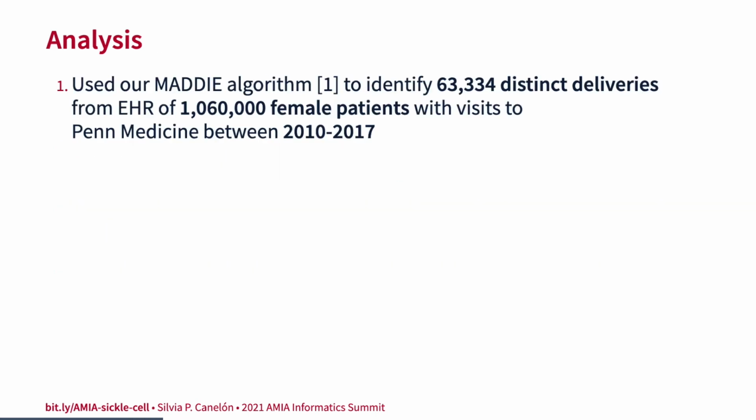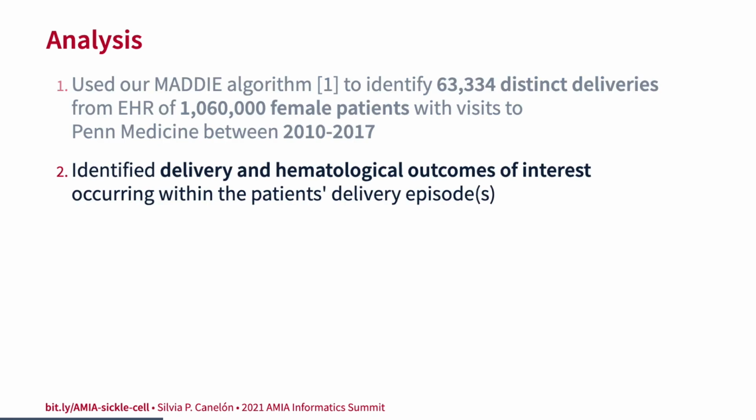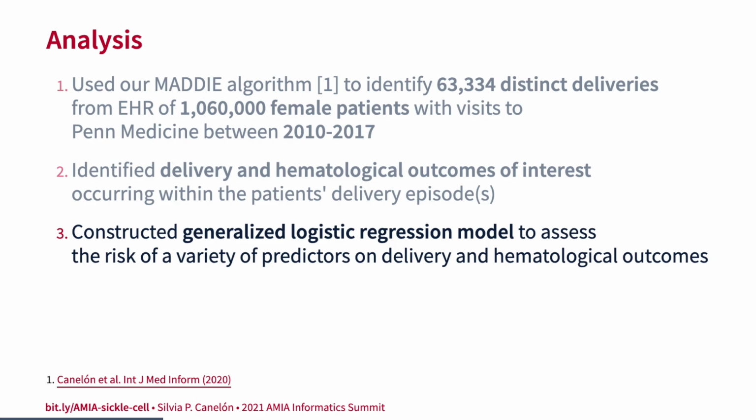For our analysis, we used our MADI algorithm. MADI stands for Method to Acquire Delivery Date Information from the EHR, to identify over 63,000 distinct deliveries from records of over 1 million female patients with visits to Penn Medicine between 2010 and 2017. We identified delivery and hematological outcomes of interest occurring within the patient's delivery episode, or episodes if they had more than one. And we constructed generalized logistic regression models to assess the risk of a variety of predictors on delivery and hematological outcomes.